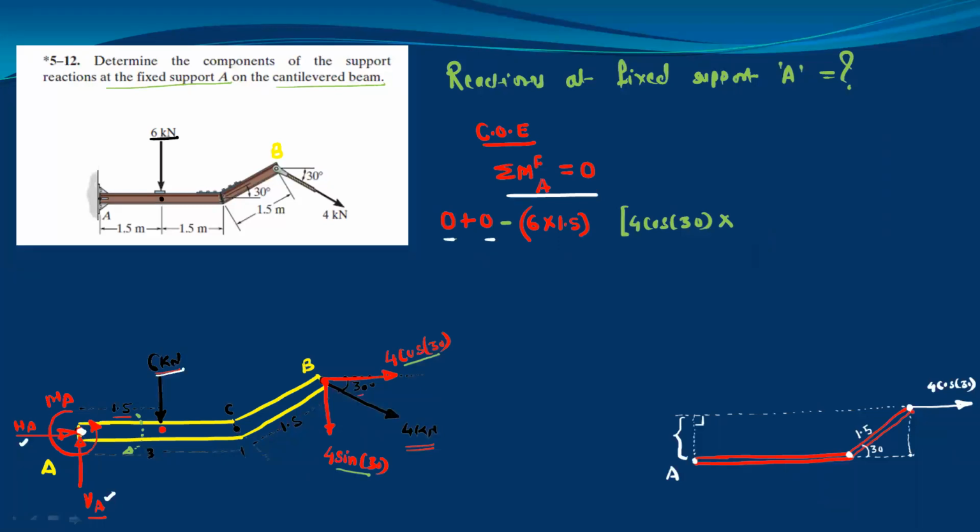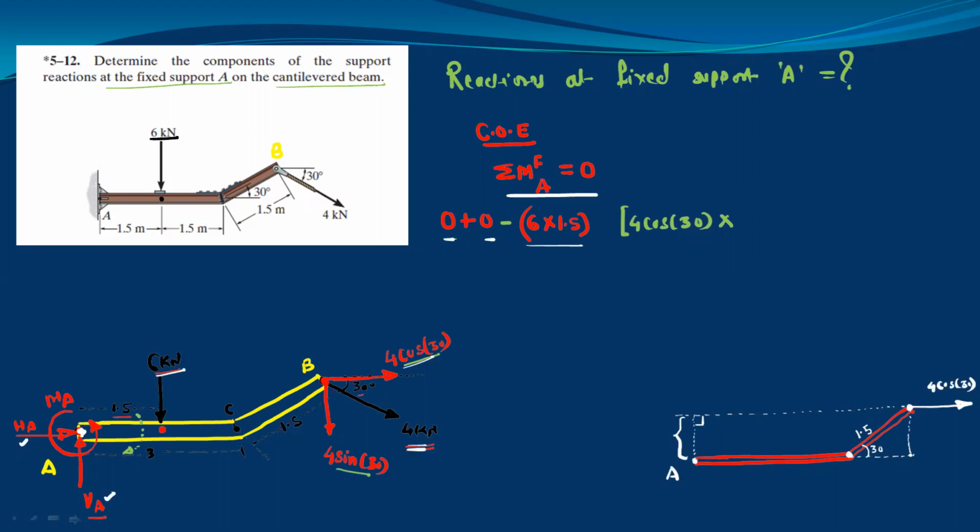After this, we have one point force or point load 6 kilonewton. Its distance is 1.5. So this is the moment 6 into 1.5 and it is clockwise, so it is negative. Next, we have the force 4 kilonewton, but it is inclined. So we have resolved the force along X and along Y direction. Now just consider the X component, which is 4 cos 30, and take the moment by this force about the point A. So for that, we need the perpendicular distance from the point A.